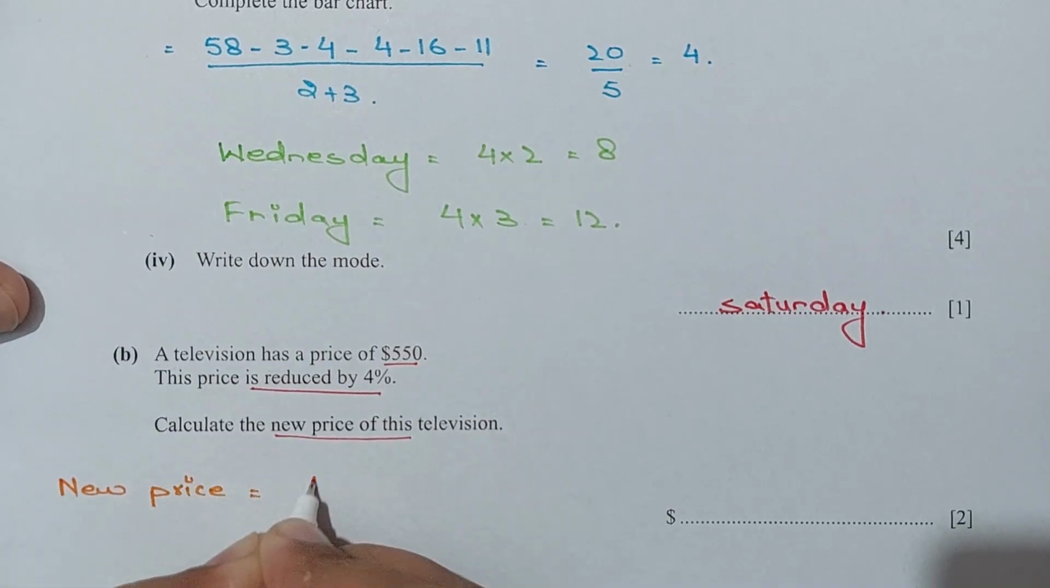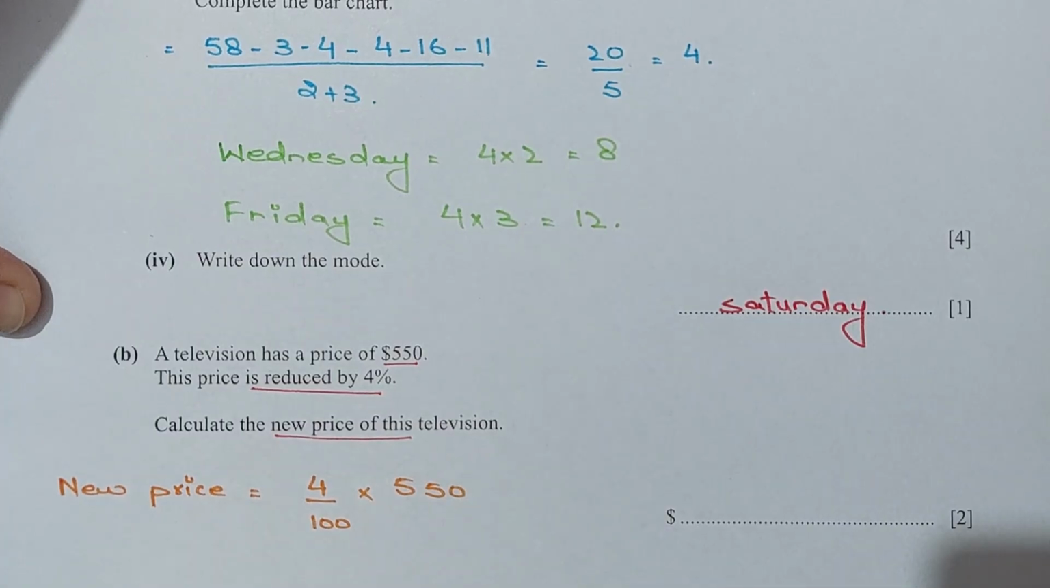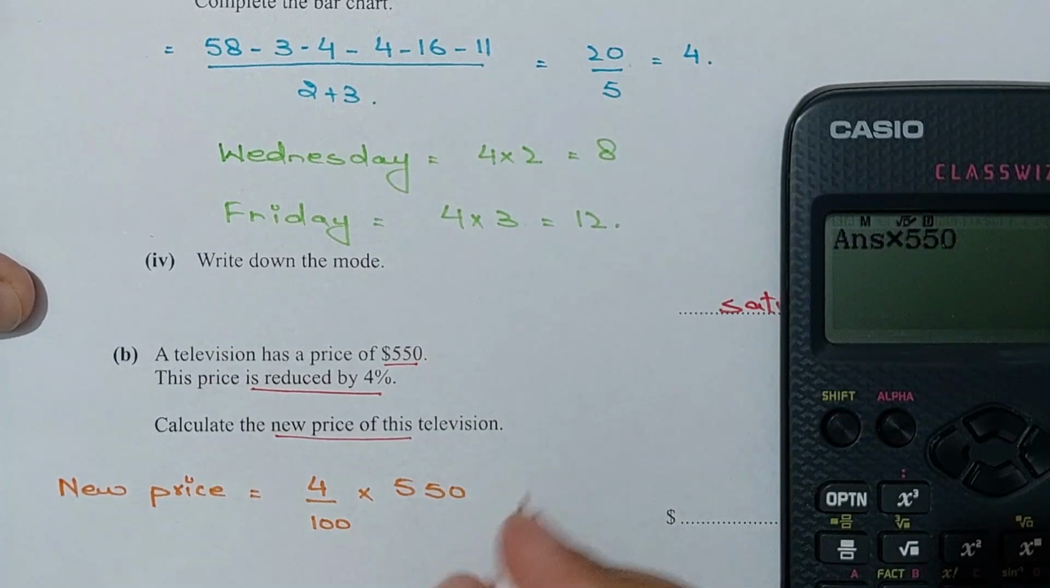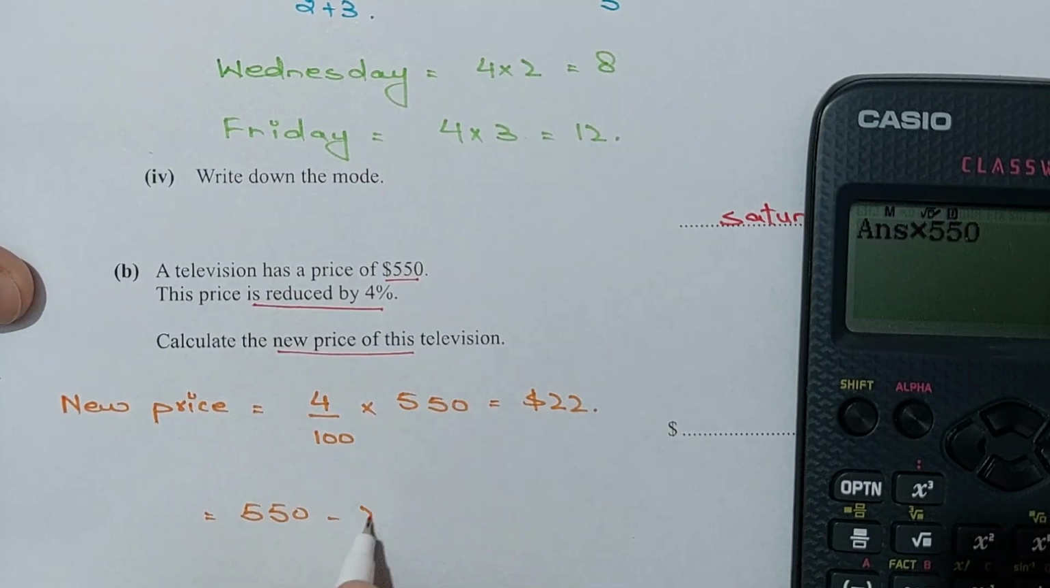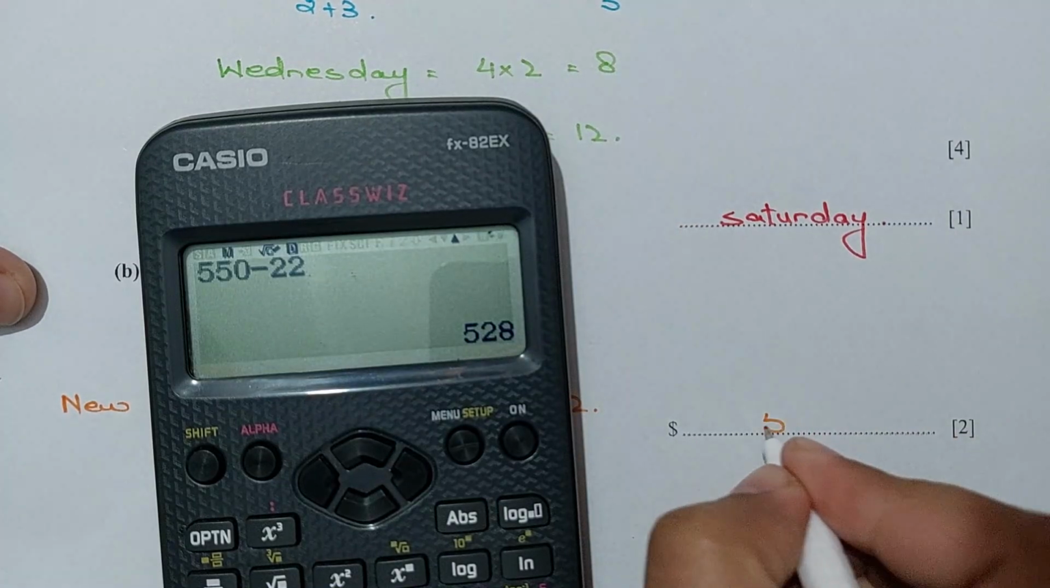First we have to find what is 4% of 550. It's a reduction, so 4% of 550 is $22. So the reduction is $22. So from the price of 550, you have to subtract $22. 550 minus 22, so the new price is $528.